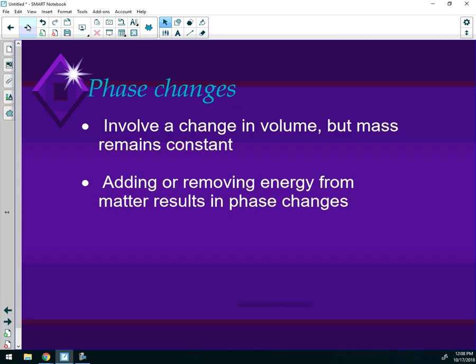All right. So phase changes involve a change in volume, but mass remains constant. And in order to get a phase change, you have to add or remove energy. Add or remove energy. Okay? Now, some of this should be a review because I think we do phases of matter pretty much every year, till you got to 8th grade.